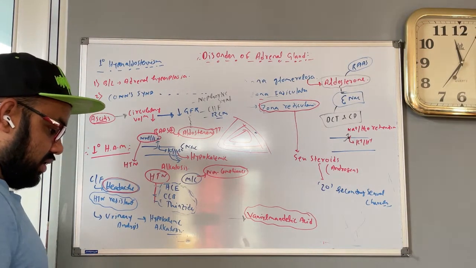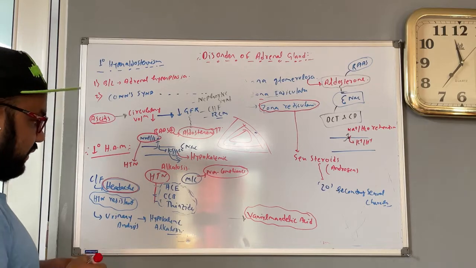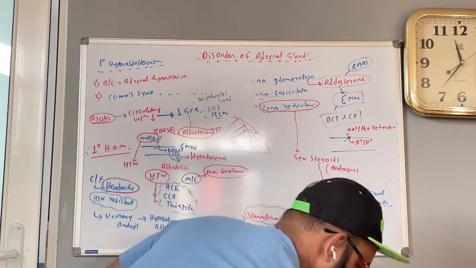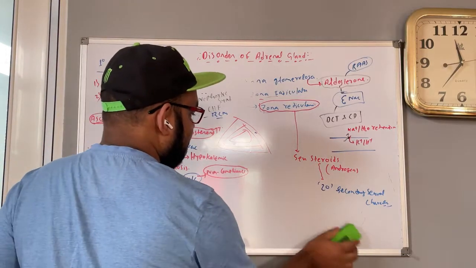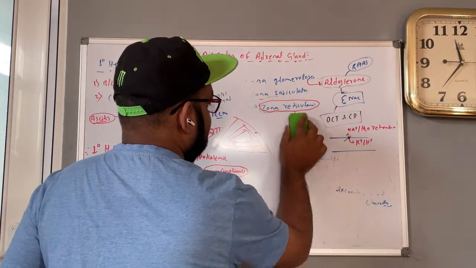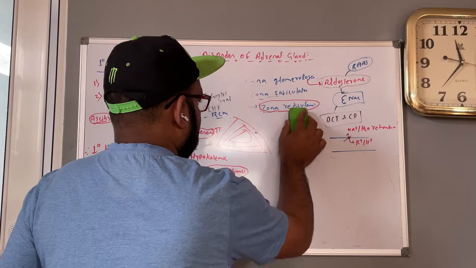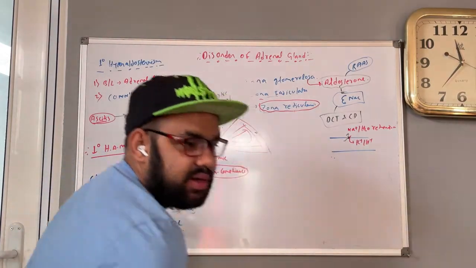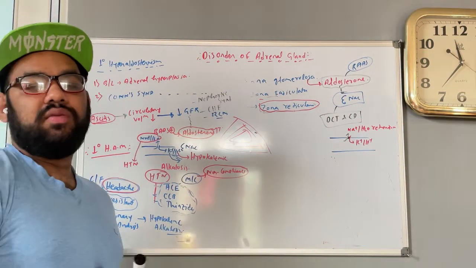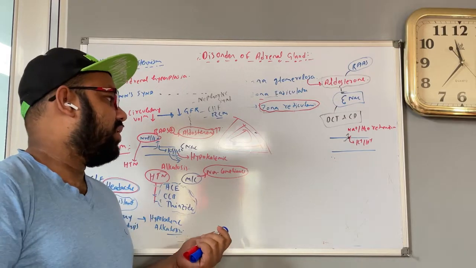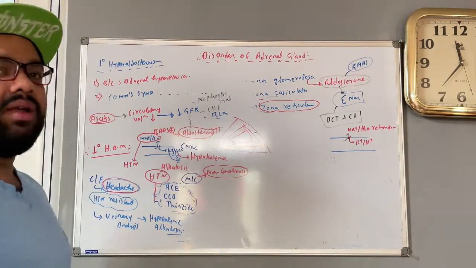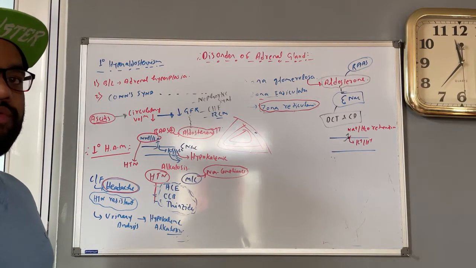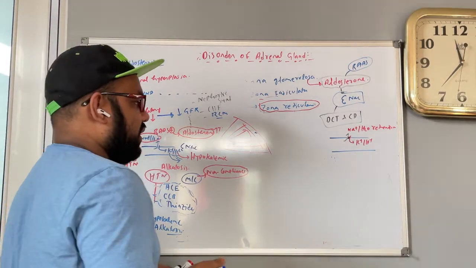Now another important aspect over here. Normally, whenever sodium and water retention is present, definitely we are supposed to get edema, but in primary hyperaldosteronism we don't get pedal edema. What's the reason for it? This is one of the most important questions.